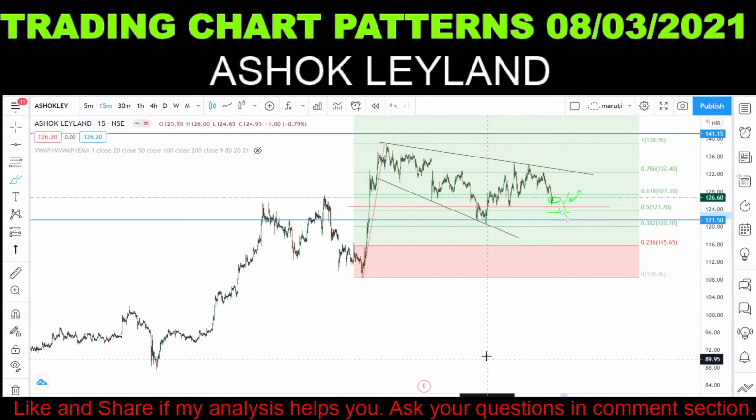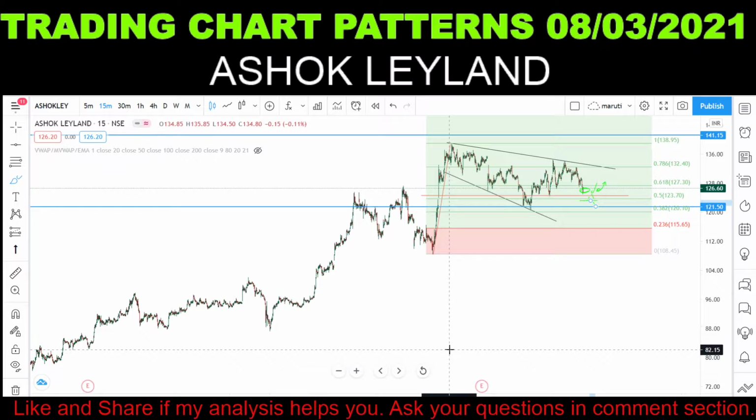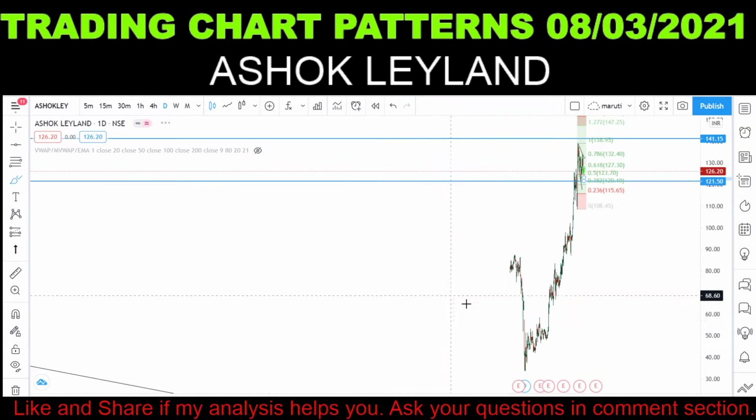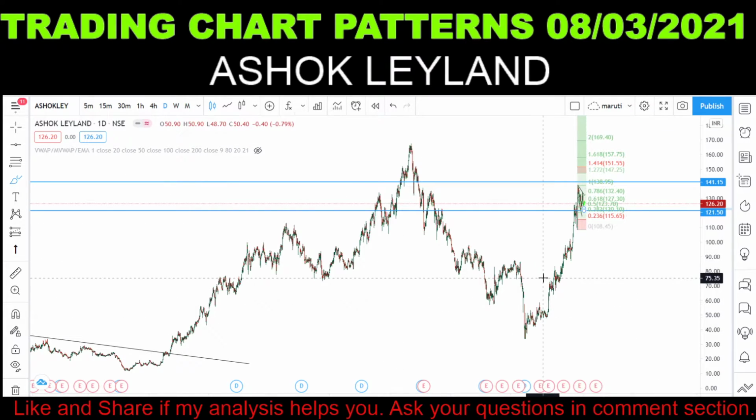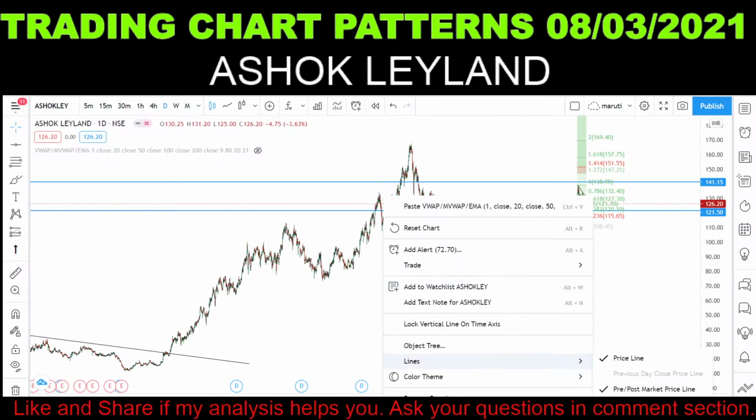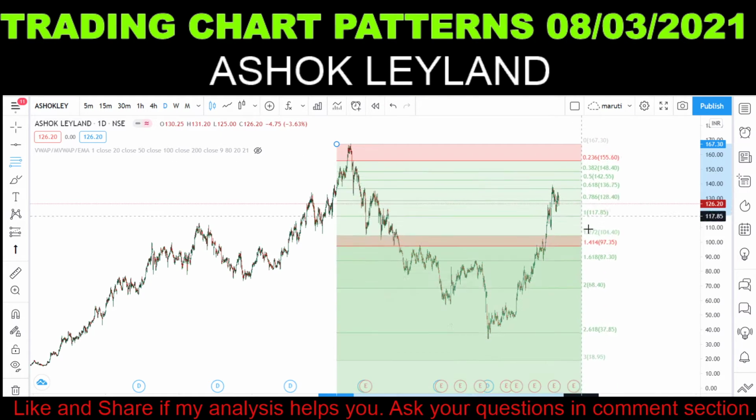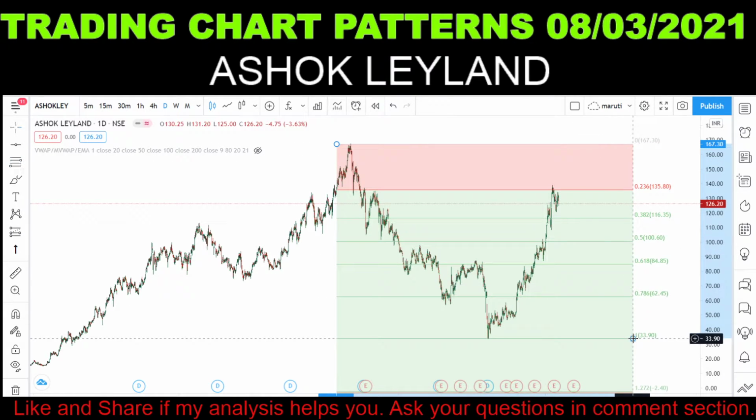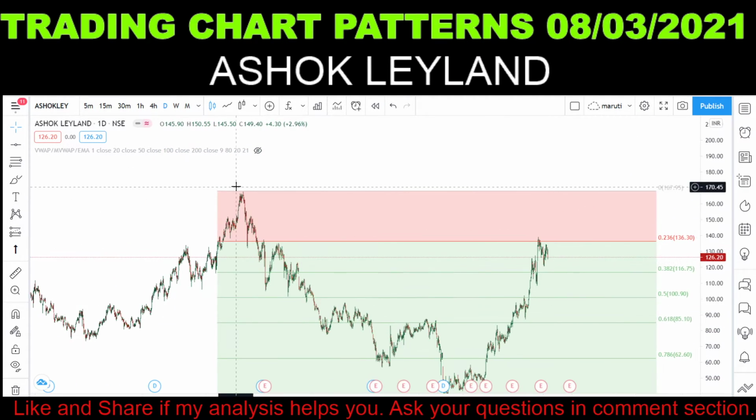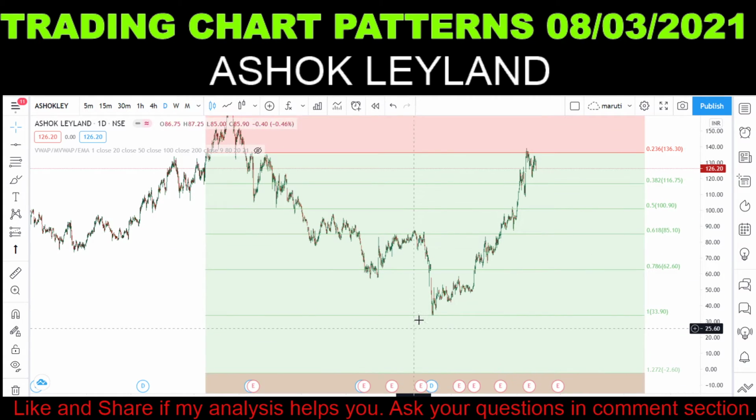And let us analyze what is the long-term prospect of Ashok Leyland. Let's see this stock. Let me remove all drawings. This was the swing high, and this is the swing low of this stock Ashok Leyland.